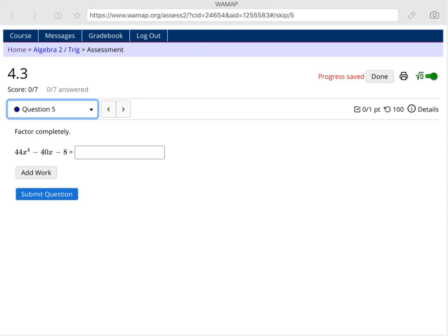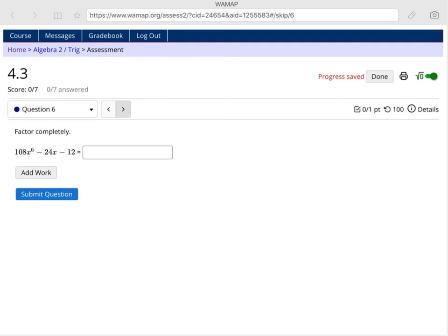All right, then the minus stays a minus. 40x divided by 4 is 10x. Minus stays a minus. 8 divided by 4 is just 2. That then is your final answer for this one.